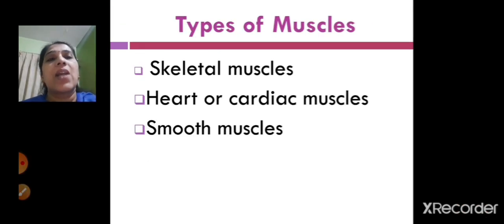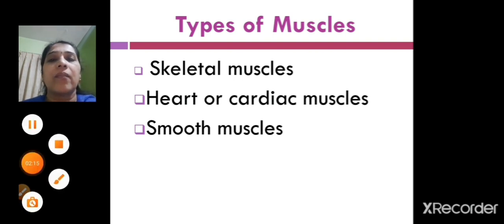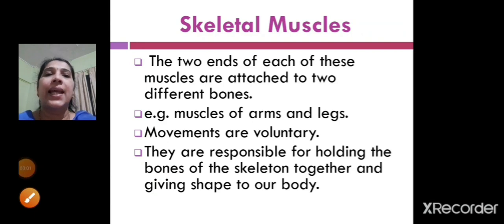Then next we are going to see the types of muscles. Here there are three types of muscles, that is skeletal muscles, heart or cardiac muscles, and smooth muscles. We are going to see each and every muscle in detail. So let's see about the skeletal muscles.